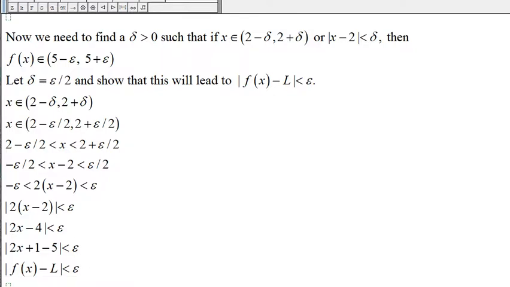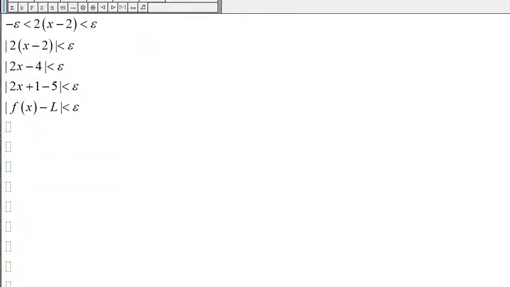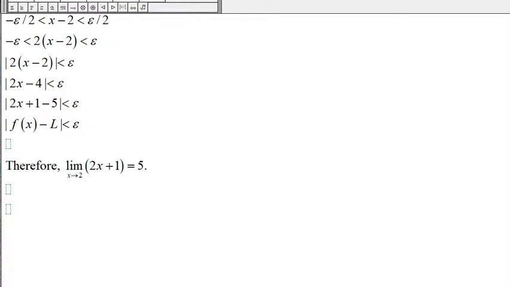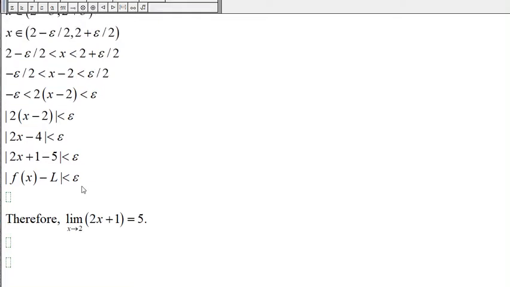And therefore, we have just proved that the limit of 2x plus 1 is equal to 5 when x approaches 2, using the epsilon delta definition of limit.